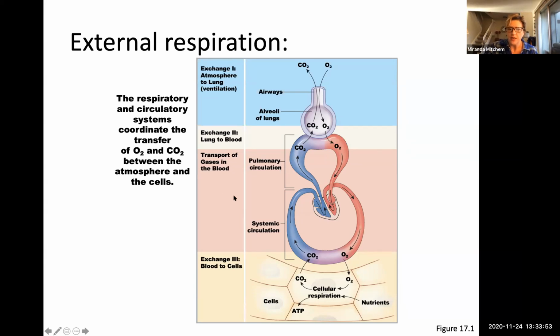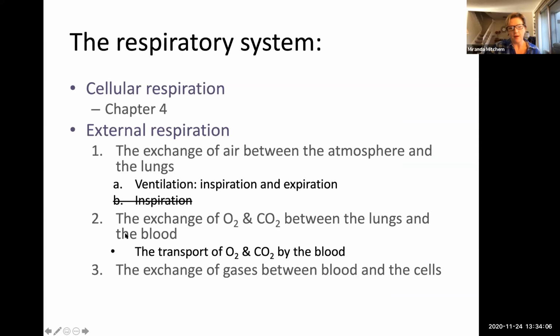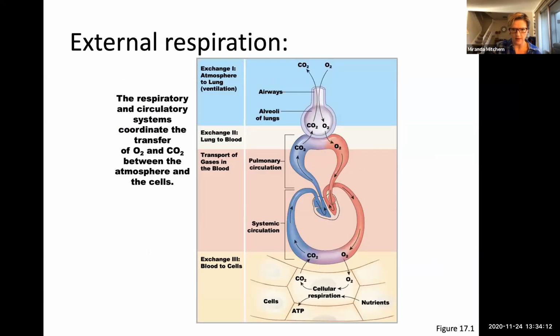Sometimes you see them broken into 4 steps because we've got the transport of those respiratory gases through the body. In fact, I originally had the previous slide organized that way, with this being step 3, but I clarified it to hopefully make it a little bit simpler so that it does align with these exchange levels.